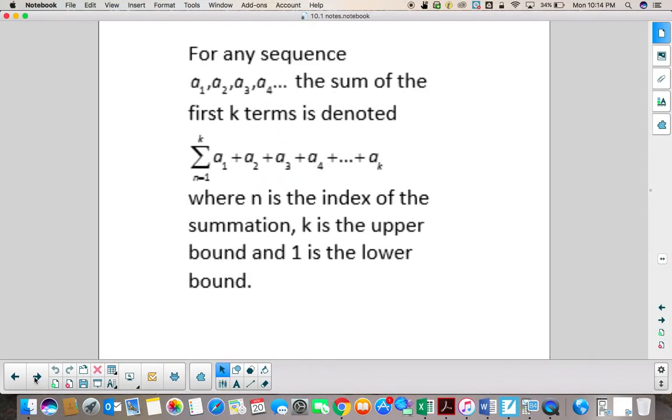Okay, sigma notation. This looks scarier than it is, but we plug it in our calculator, or you plug the values in and just add them. This is just summation, so this is giving you directions. It says for any sequence, a sub 1, a sub 2, a sub 3, a sub 4, and so on, the sum of the first k terms is denoted by this, where n is the index of the summation, that's where you start, and k is your upper bound, and 1 would be your lower. So basically what you're saying is, start with the first term and go all the way to k. Add the first term plus the second term, third term, fourth term, all the way up to wherever k is.